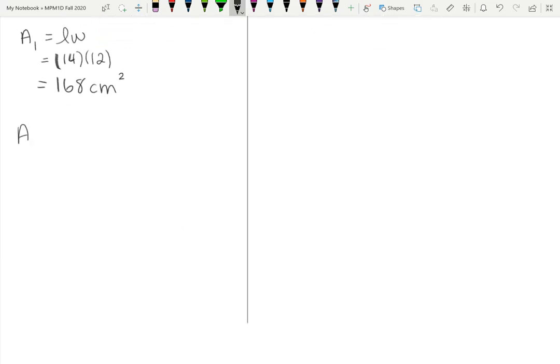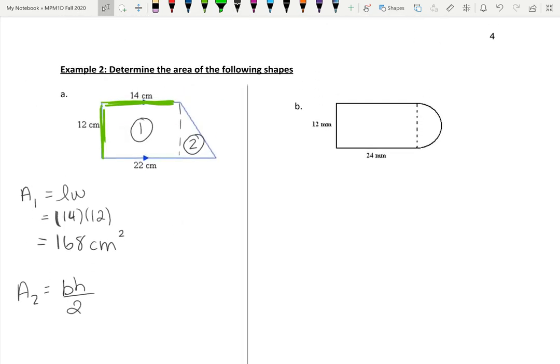So let's find the area of the second simple shape, which is a right triangle. And that is equal to base times height over 2. And again, if you don't know that, it's on the formula sheet. Okay, so in a right triangle, your base is here and your height is here. So they're always the adjacent sides or the connecting sides of the right angle. Okay, so never the hypotenuse. Your base and your height are always connected to that right angle.